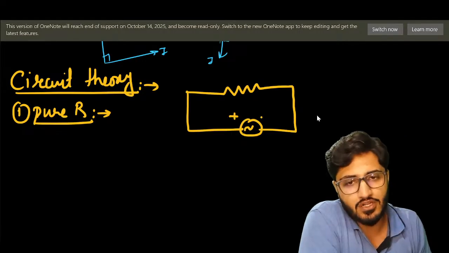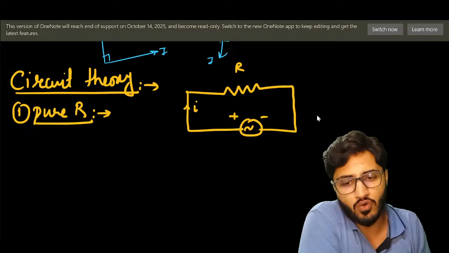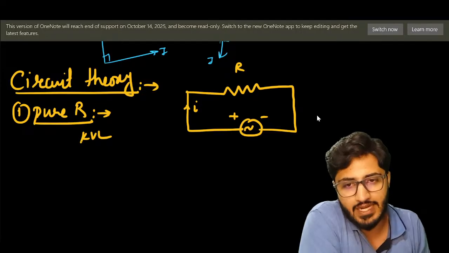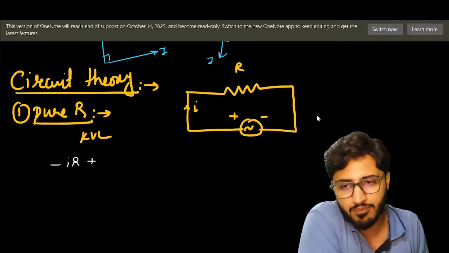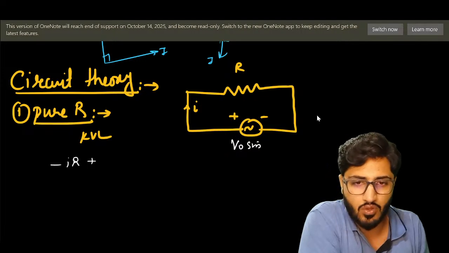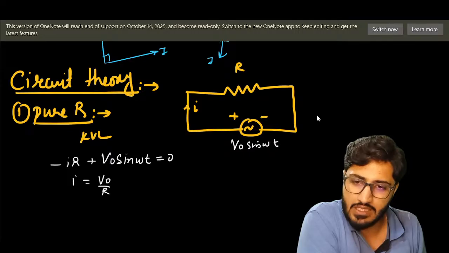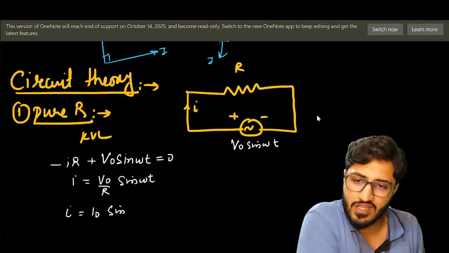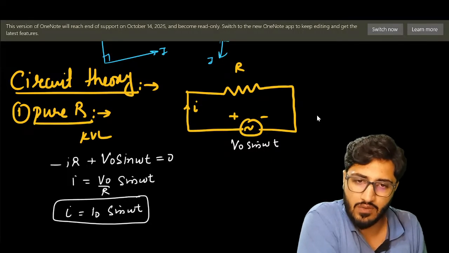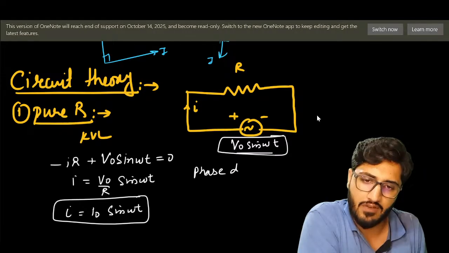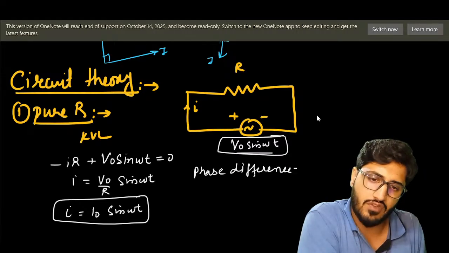At a particular instant of time, my current I is flowing. So write KVL. Look, current is going inside. Now I can write minus IR plus V naught sine omega t equals 0. So I came out to be V naught by R sine omega t, which is I naught sine omega t. Look now, V naught, I naught. What is the phase difference? I guess, as in the previous case, the phase difference is equal to 0.